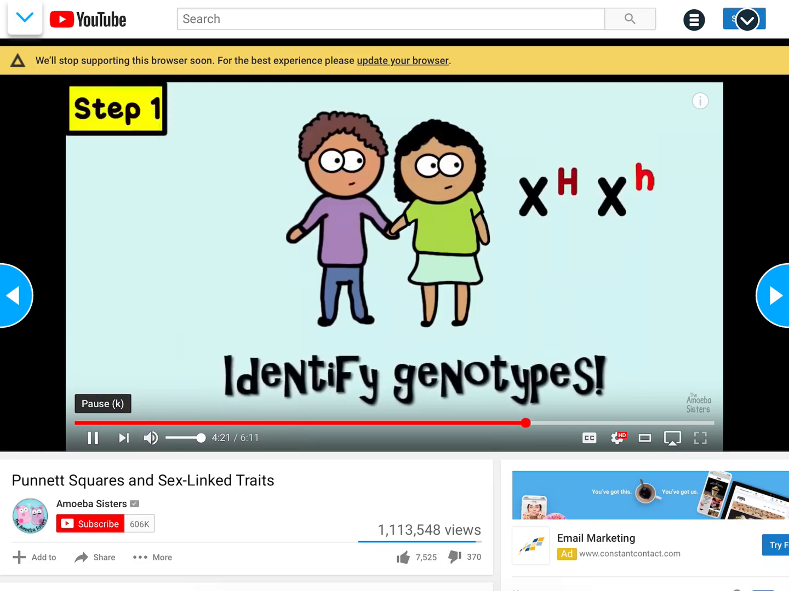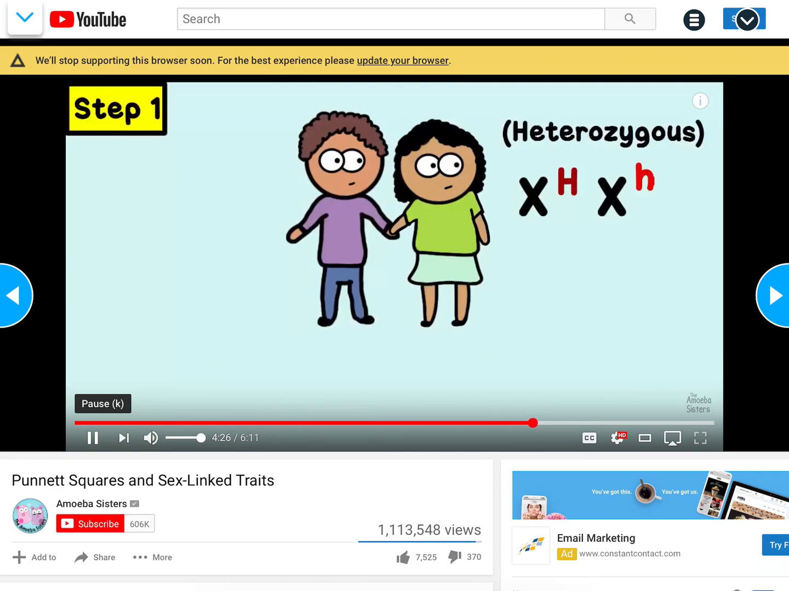Step 1. Identify the genotypes of the parents. So the mother was a carrier. She is X big H, X little h. She does not have hemophilia because of that dominant allele present, but she is a carrier. The male, if he does not have hemophilia, well, he must be X big H, Y. There is no other option for him.